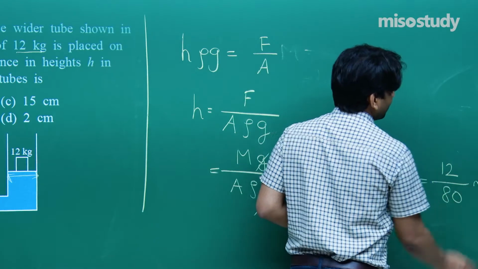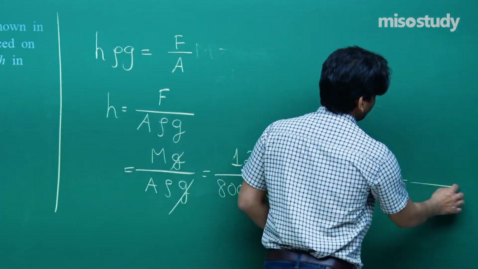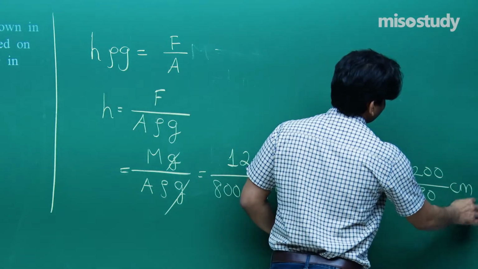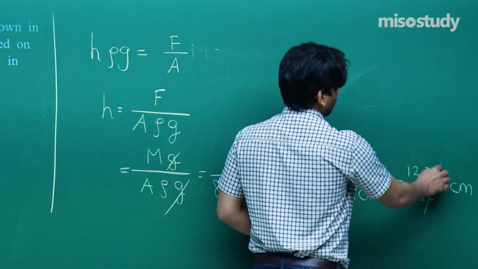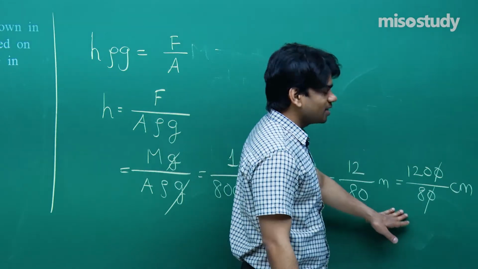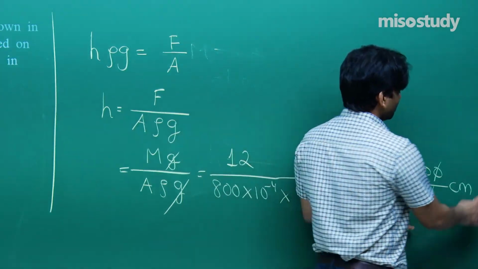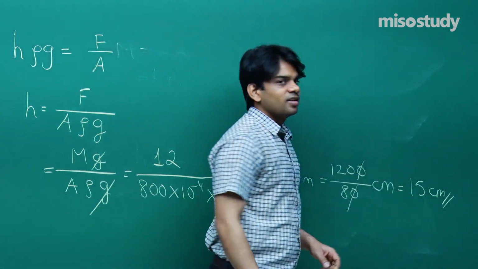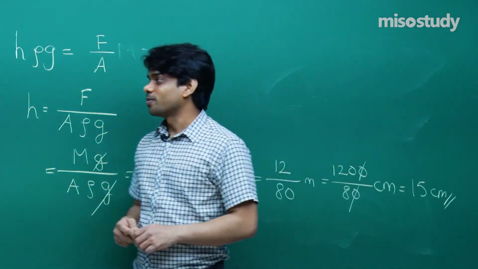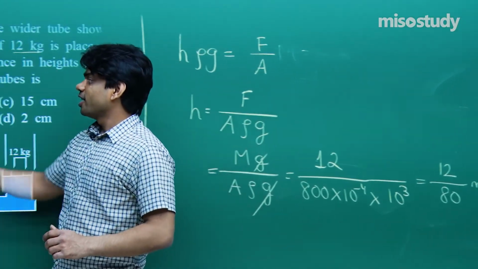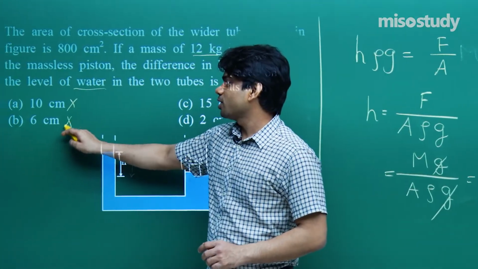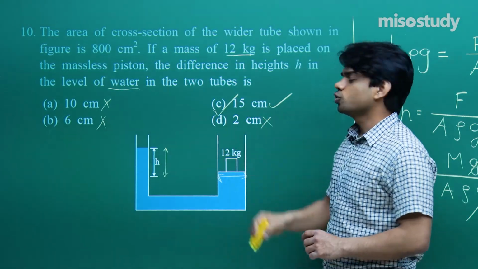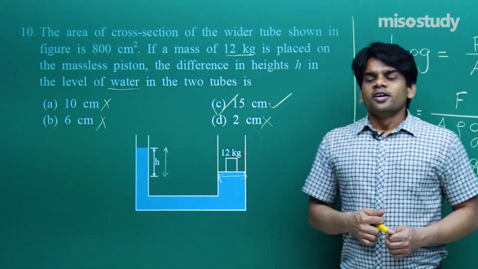So if I write in centimeters, that will be equal to 1200 divided by 80 in centimeters. 10 will be cancelled out. Clearly you can see that what will be the level, that will be equal to 15 centimeter. This is the difference in level of the two columns. So 15 centimeter, let's check. A 10 centimeter, no. B 6 centimeter, no. C 15 centimeter, yes. D 2 centimeter, no. Very easy question.